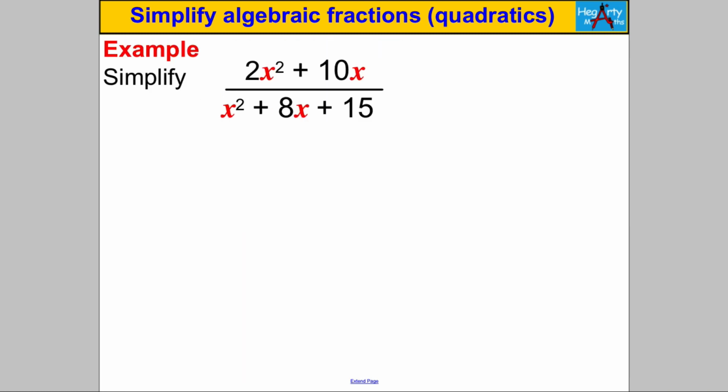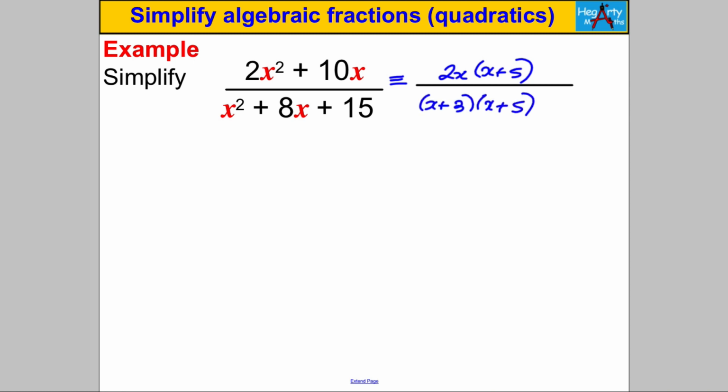Okay, we're asked to simplify this algebraic fraction that has a quadratic on the top and a quadratic on the bottom, the denominator. What we did with numbers is we factorized the top and the bottom of the fraction and then cancelled common factors. So let's do that here. Let's factorize this, which we should know factorizes as 2x, x add 5, and that's going to be over the bottom factorized. We're looking for two numbers that add to 8 and multiply to 15. They're going to be x add 3, x add 5.